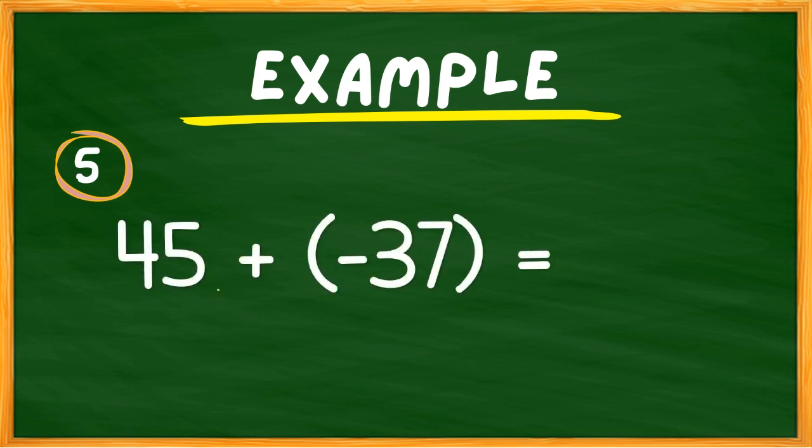Number 5, 45 plus negative 37. What should be the sum? Correct. The answer is 8. Why should it be 8? Because unlike sign, we're going to subtract 45 minus 37. The answer is 8. And then, why should it not be negative? Because the sign of the highest number, the sign of 45, is positive.